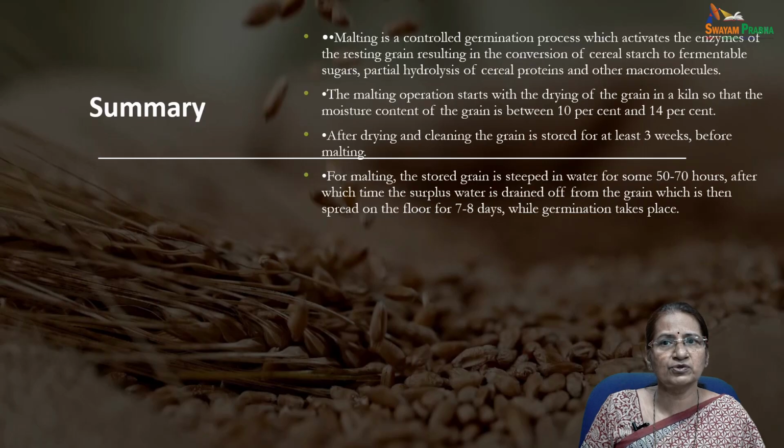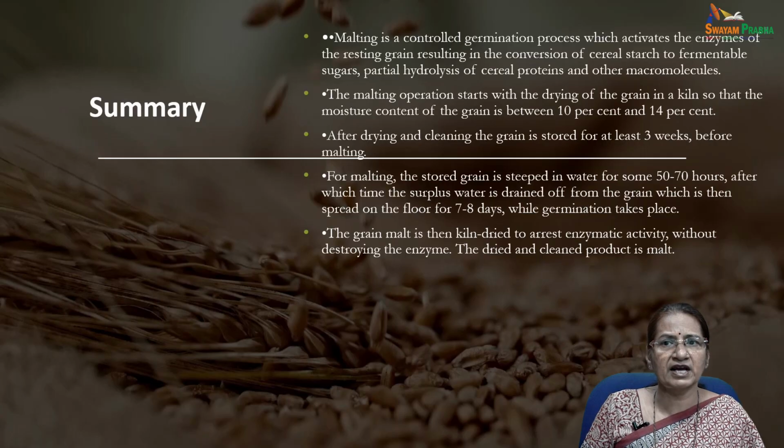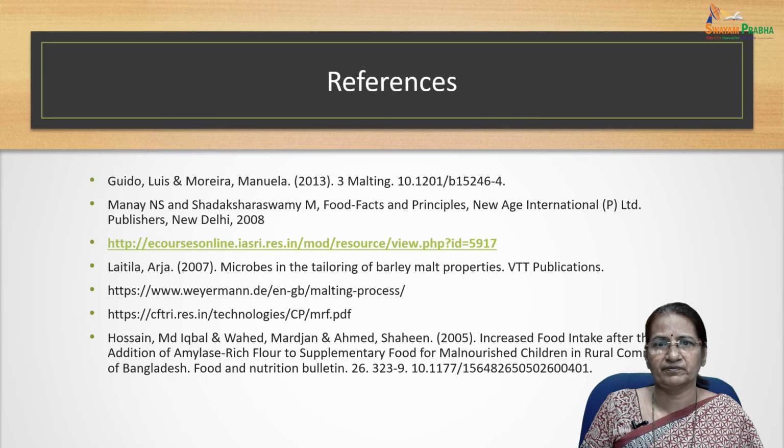For malting, the stored grain is steeped in water for some 50 to 70 hours, after which time the surplus water is drained off from the grain, which is then spread on the floor for 7 to 8 days, where germination takes place. The grain malt is then kiln dried to arrest enzymatic activity without destroying the enzyme. The dried and cleaned product is malt.